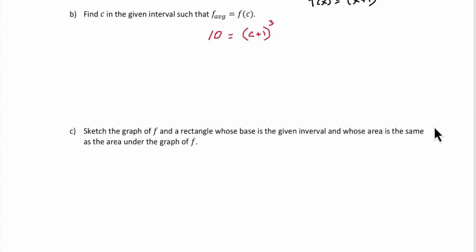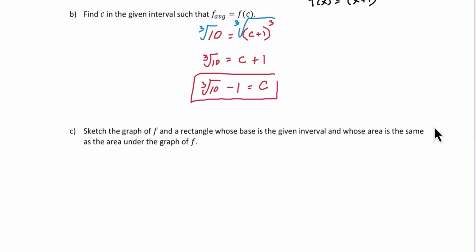Now to solve for c, we'll take the cube root of both sides. Cube root of 10 is equal to c plus 1. Then subtract 1 on both sides. Cube root of 10 minus 1 is equal to c. So here's our c value. And if we wanted to approximate that, c is roughly 1.154. You can verify that in your calculator.